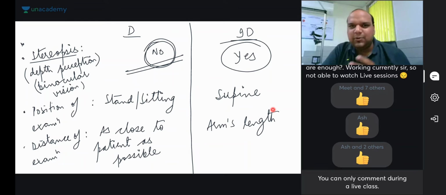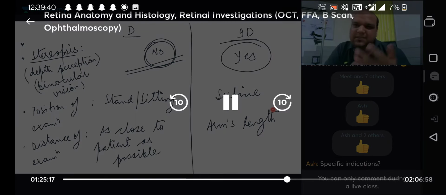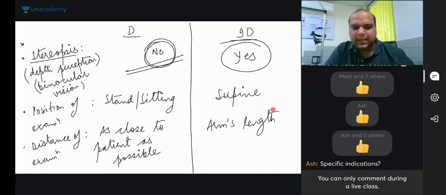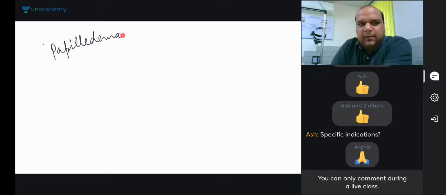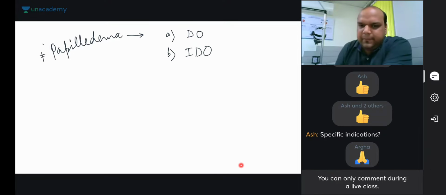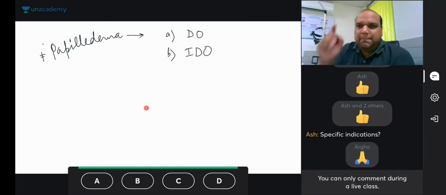So after we finish this complete course, this should be necessary for all of you. Now, specific indications. That should be common sense now, so I'll be asking you this. Let's say there is a patient of papilledema. Which ophthalmoscopy will you do? Option A, direct ophthalmoscopy. Option B, indirect ophthalmoscopy. This is a very simple common sense answer. Anybody can tell me.